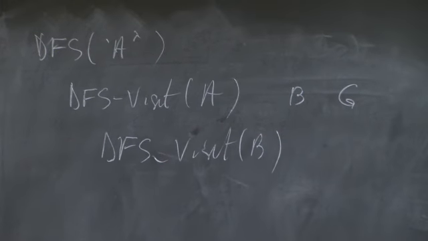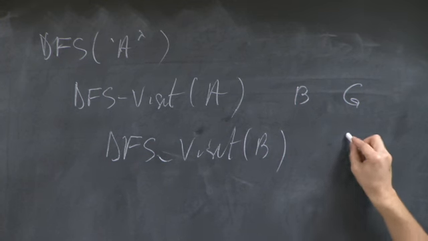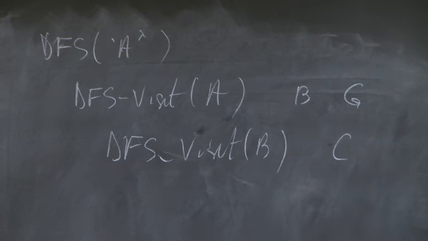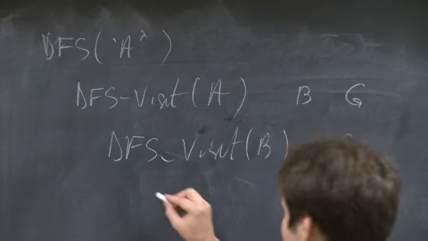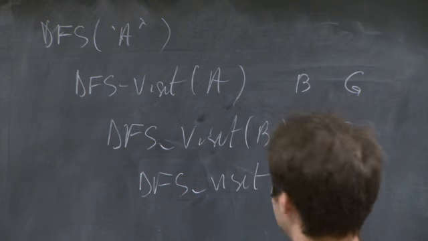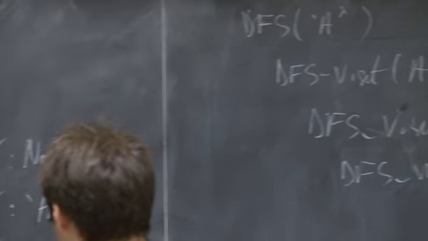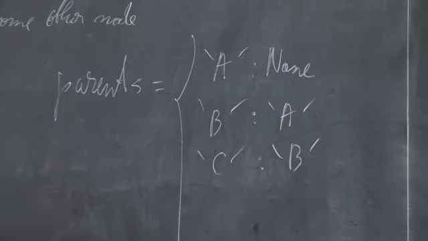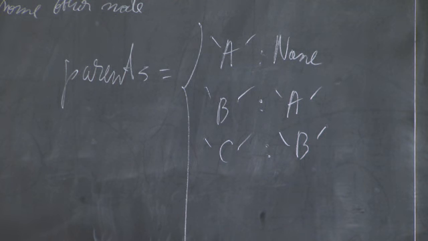B's children? C. Is C in parents? No, what happens? Feel free to take over. When you get it, feel free to start talking and I can just write. C's parent is B. So I'm in B, the only child is C, C is not in parents, C gets in parents, C's parent is B, call DFS visit of C. What are C's children?